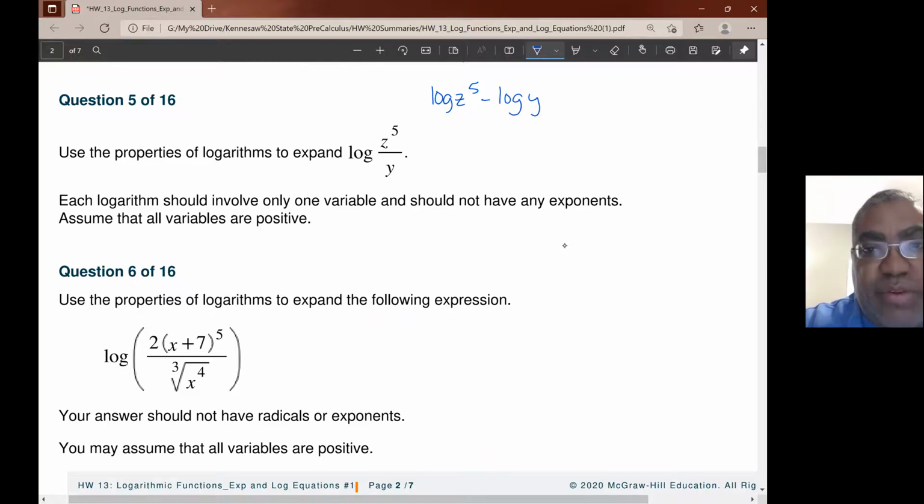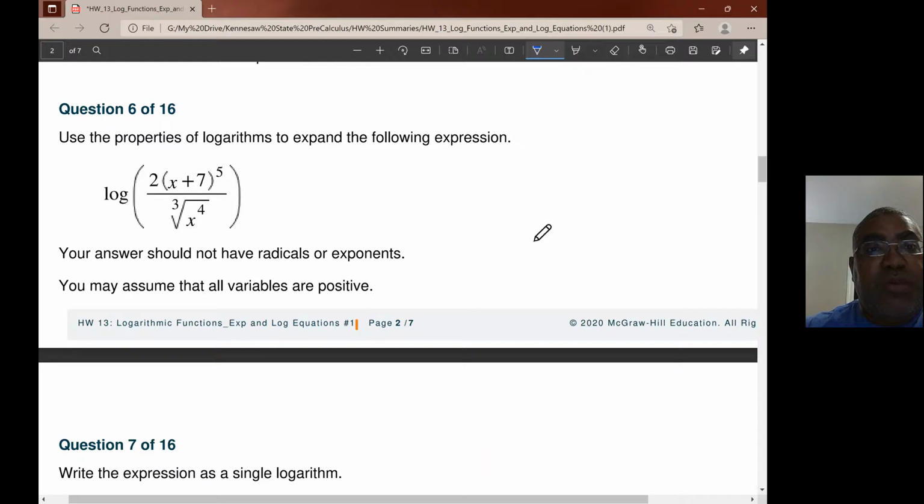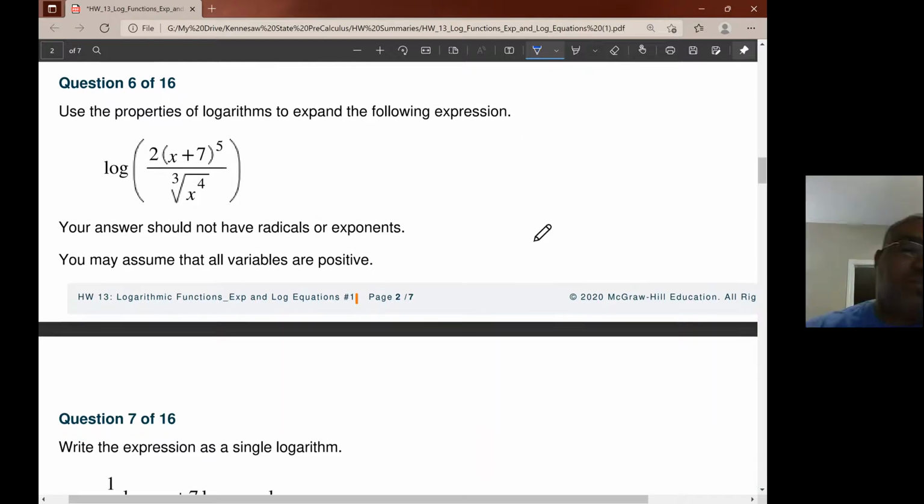But I have something raised to an exponent. The exponent goes in front. So this becomes 5 log of z minus log of y. Okay. This is an easier version of the next problem that we're going to do, which is problem number 6, but the same principles apply. Plus we're adding on one more. So break it up into pieces.